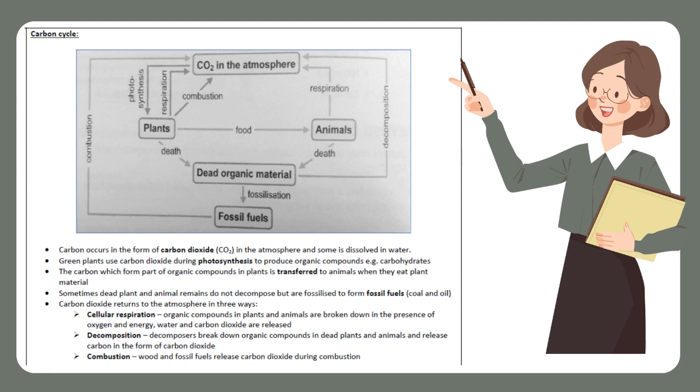Carbon dioxide returns to the atmosphere in 3 ways. Cellular respiration. Organic compounds in plants and animals are broken down in the presence of oxygen and energy. Water and carbon dioxide are released. Decomposition. Decomposers break down organic compounds in dead plants and animals and release carbon in the form of carbon dioxide. Combustion. Wood and fossil fuels release carbon dioxide during combustion.